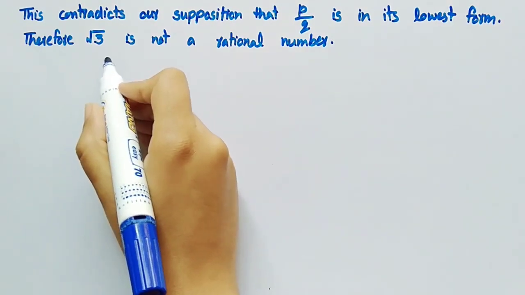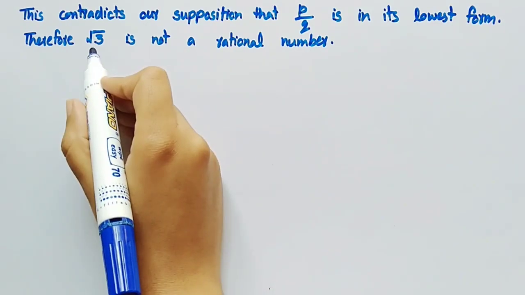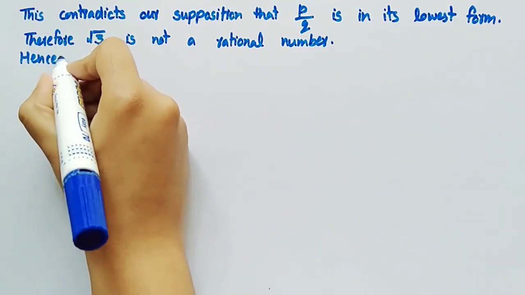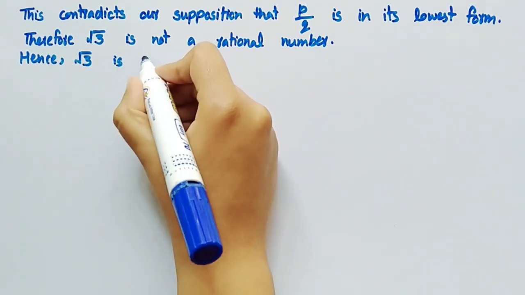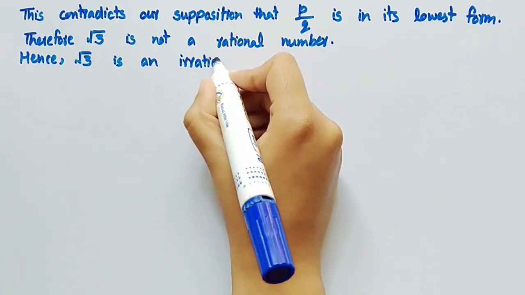Therefore, square root 3 is not a rational number. If square root 3 is not a rational number, then it is an irrational number. Hence, we have proved that square root 3 is an irrational number.